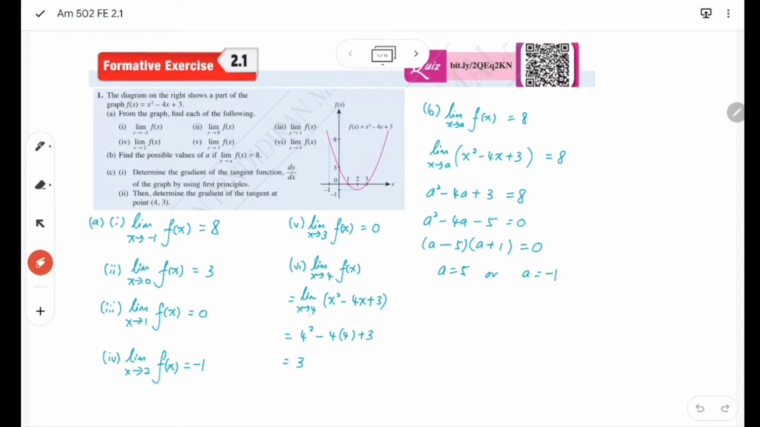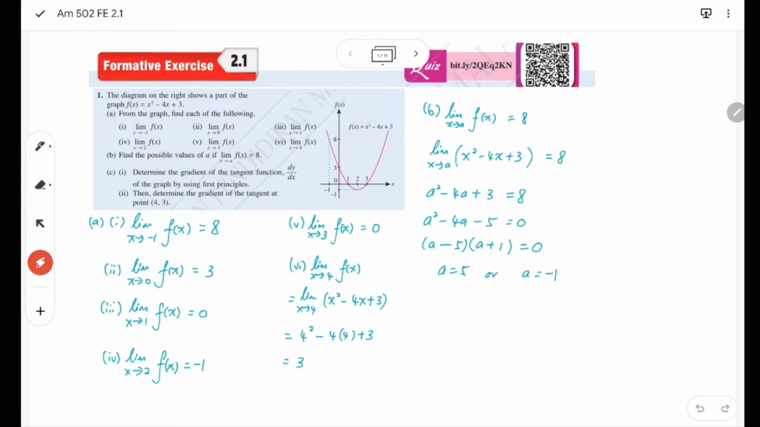So we can substitute the 4 into f(x), which is x squared minus 4x plus 3. So we get 4 squared minus 4 times 4 plus 3. So we get 16 minus 16 plus 3. So we get 3. So we will see when x equals 4, from the left and from the right, they are all going toward 3.